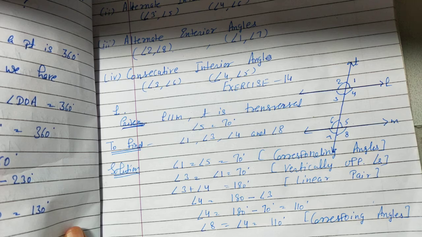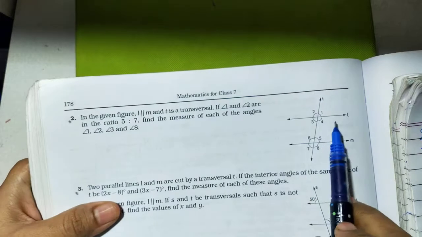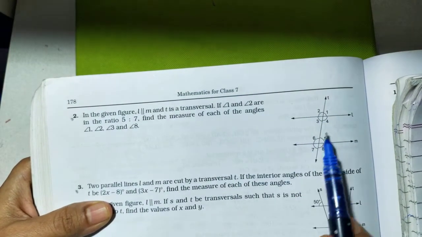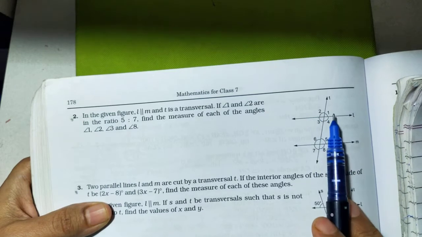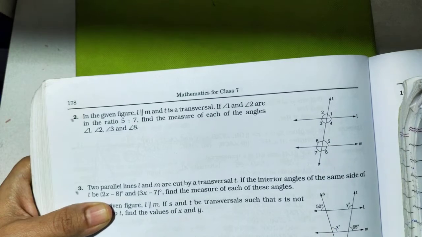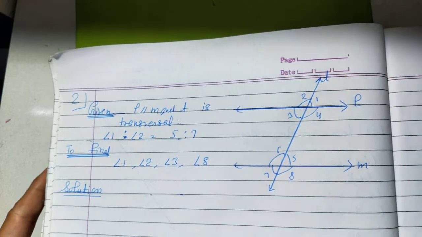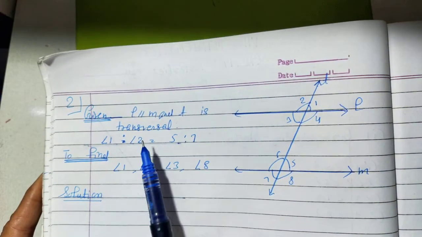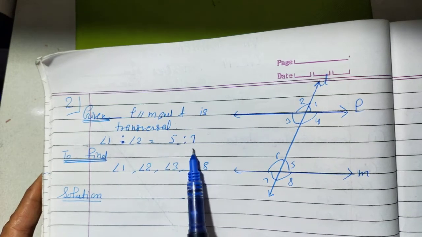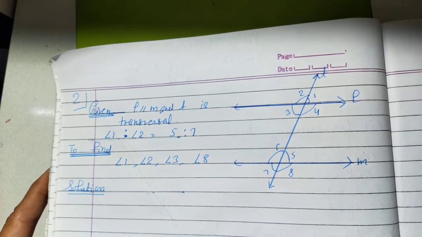Similarly, we will do the next question. Class, the second question is: in the given figure, L is parallel to M and T is the transversal. Angle 1 and 2 are in the ratio 5:7. You have to find out angle 1, 2, 3 and 8. The figure is the same as in the previous question. Let us solve. Given: L is parallel to M, T is the transversal. Angle 1 and 2 ratio is 5:7. And we have to find out angle 1, 2, 3 and 8.